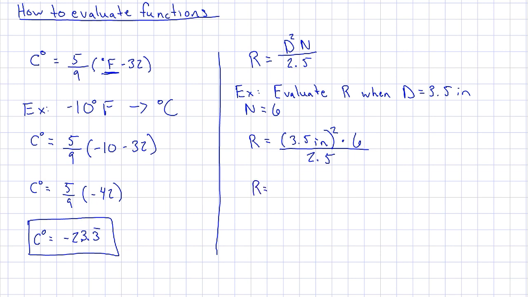If you were given units in a problem, it's a good idea to hold on to them and keep them until the end of the problem in case you need them. So keeping your units there, whenever I have a square here, I apply the square to the number as well as to the units. So 3.5 squared is 12.25, and then inches squared just gets held onto like that, and then I'll have still my times 6 divided by 2.5.